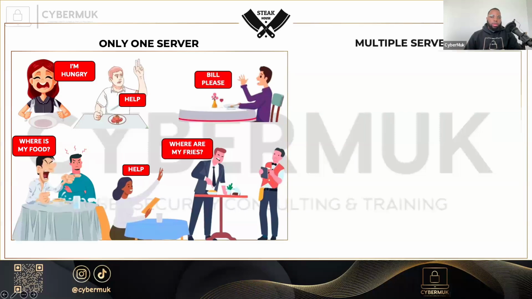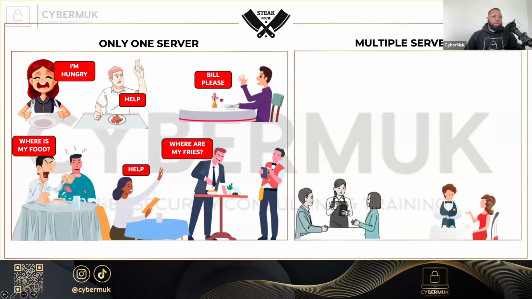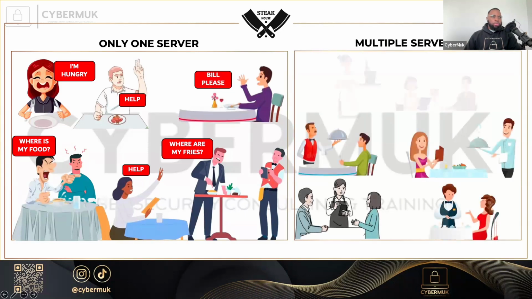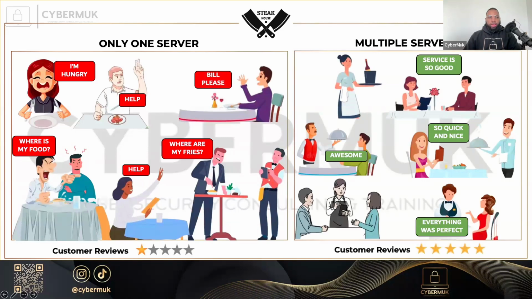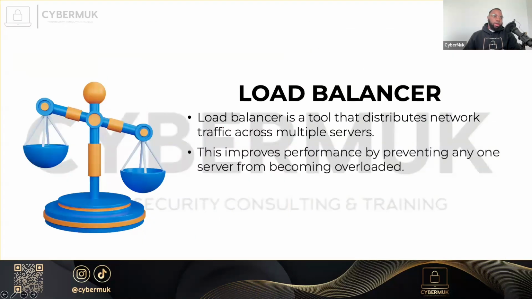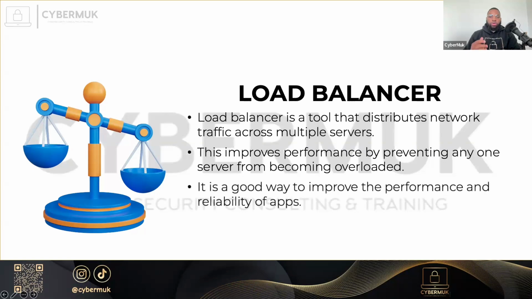They need help. Now imagine this other steakhouse with multiple servers. So you have multiple customers at the table, each of them taken care of by a server. Everything is perfect. The service is excellent. They are all satisfied. So what happens at the end? One will have a 1-star rating and the other one will have a 5-star rating. In a nutshell, that's how a load balancer works. A load balancer improves performance by preventing any one server in a system or network from being overloaded. So it's a way to improve the performance and reliability of applications.